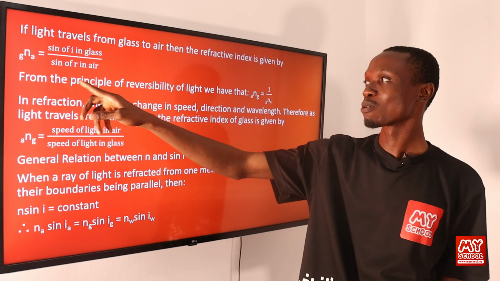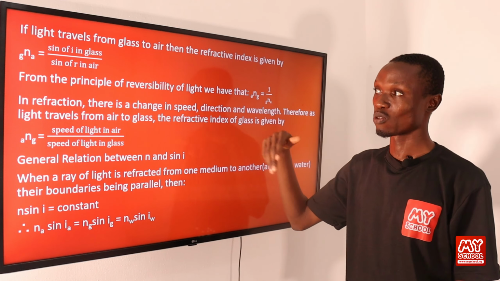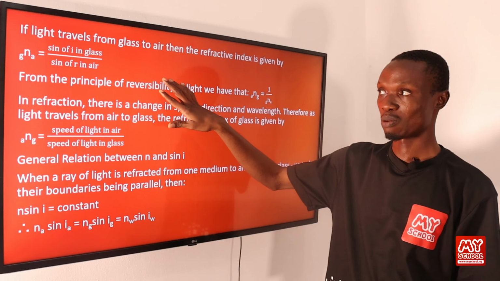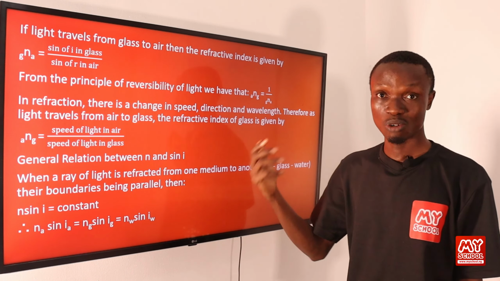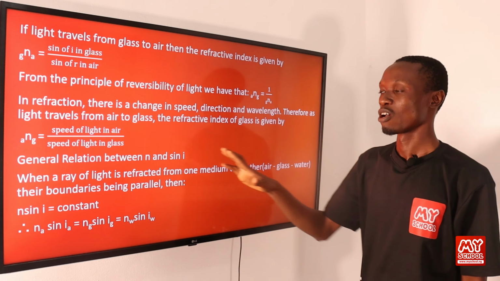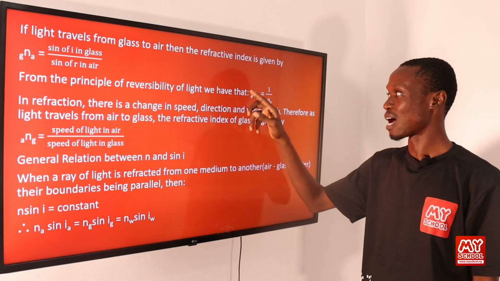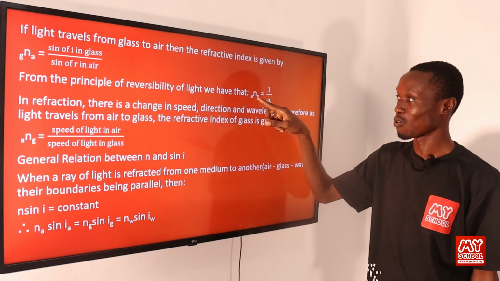Now, from the principle of reversibility of light, which we stated in our previous lesson when we were talking about reflection of light waves. This principle simply states that the path of a light ray is reversible. So from the principle of reversibility of light, we have that, so this indicates the refractive index of glass.